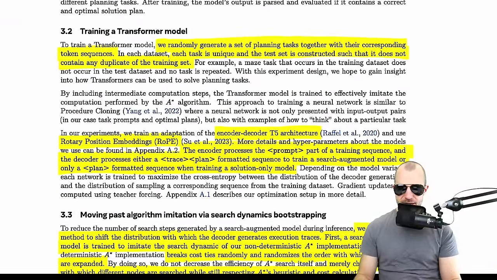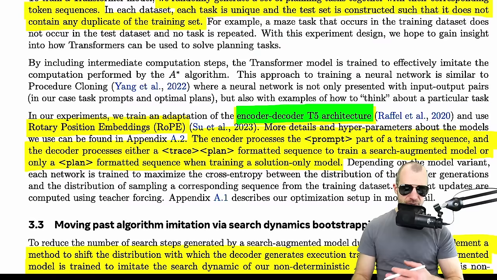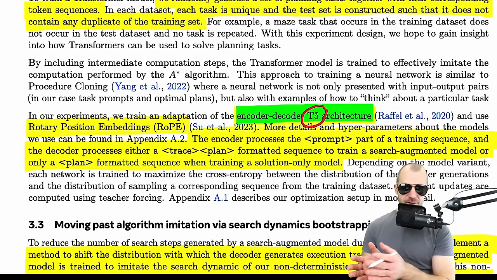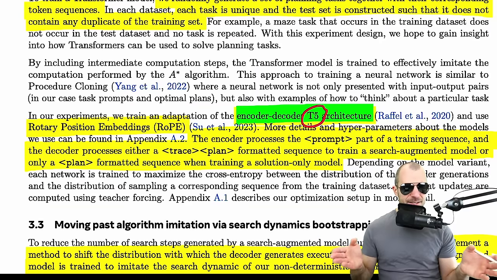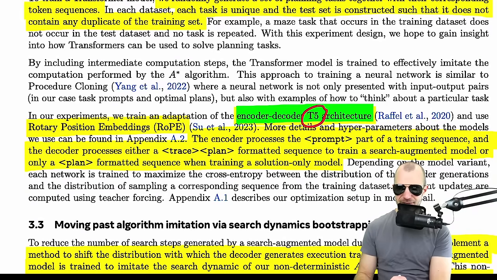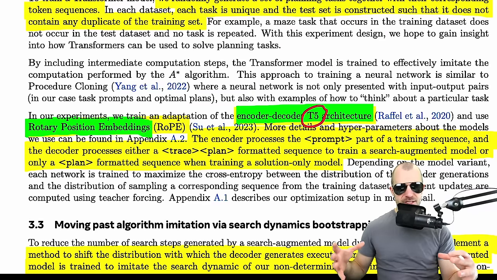So we can train that. What they do is they train an encoder-decoder T5 architecture. These execution traces can get really long, so they train from scratch. They use a model that is suited to training from scratch, which is a T5. So this is not a super big model, it's not like we train GPT-11 on this. This is a relatively modest model size. Because they still have such long sequence lengths, it still costs them a lot of GPU time. And you can see they use rotary position embeddings, which are good at dynamic length stuff and really long stuff.